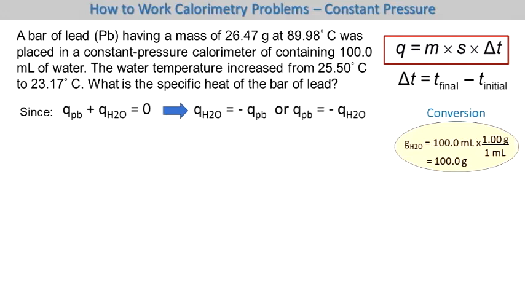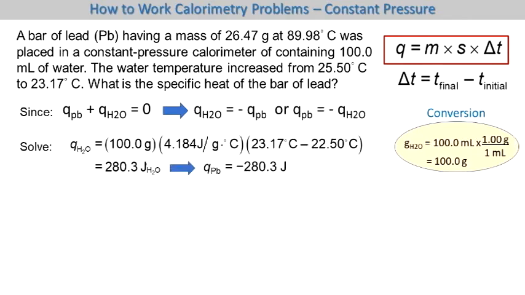Based on the law of conservation of energy, we know that lead heat plus water heat must equal 0. Therefore, Q water equals minus Q lead, or Q lead equals minus Q water. So if we solve for water, the heat value for lead will have the same value with the opposite sign. We take the equation and plug in the mass and the specific heat for water, 4.184 joules per gram degrees C, times delta T, 23.17 degrees C minus 22.50 degrees C. We solve this through and obtain 280.3 joules of heat for water. Therefore, the heat for lead must equal minus 280.3 joules.